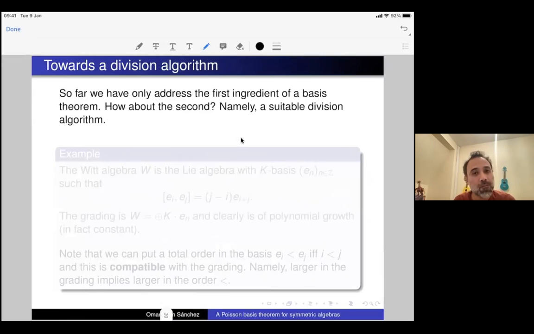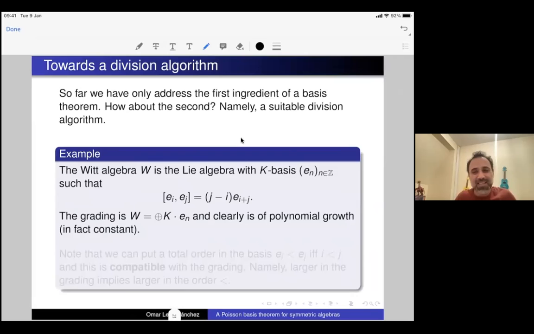Now, before things get technical, as they always do with division algorithms, I just want to give an example to keep in mind. Remember the Witt algebra, the Lie algebra with basis given by the e_n's, where n is an integer, and the bracket was just this. We can put a natural grading on this, where these are the homogeneous components. It's of polynomial growth. In fact, each component has dimension one.